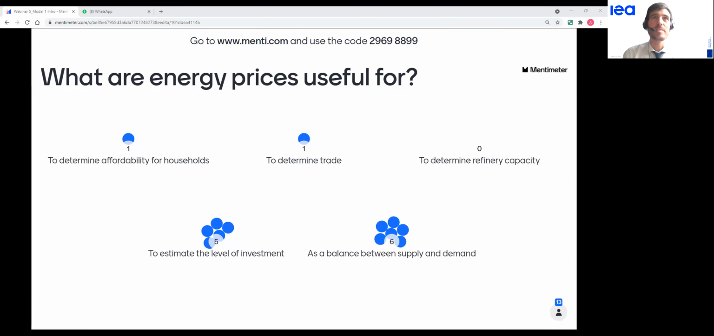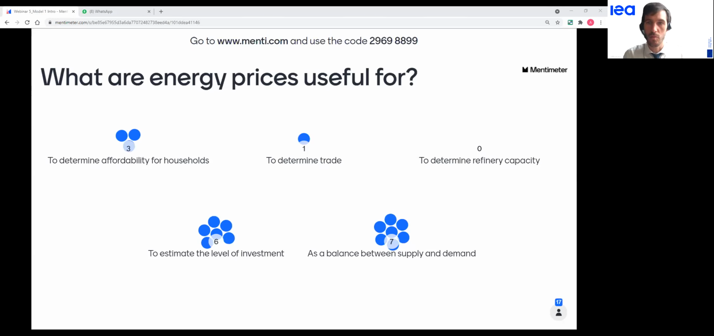Okay, so in our perspective, and we'll enter more into details, prices are indeed used to balance supply and demand. And so this entails that it relates to affordability for households, but more generally for consumers. And it also relates to the level of investment and the profitability of developing those energy sources for the producers, for the companies. So exactly, energy prices are really here to make this balance.